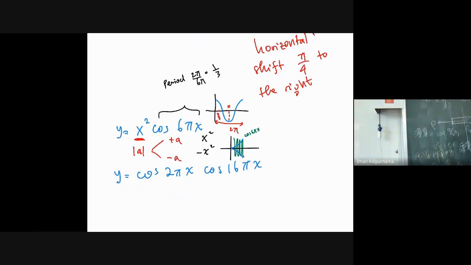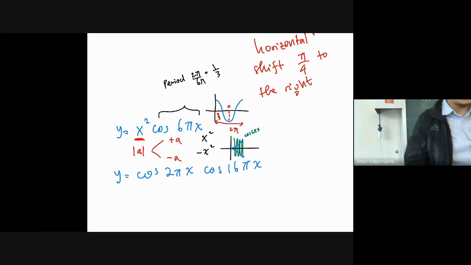Okay. The other case is you can also have the cos 2 pi x and cos 16 pi x. So you can combine these two together. The idea should be the same: amplitude and then the trigonometric function. So if you think of the cos 2 pi x as the amplitude, we will have the positive and the negative one. And let me just show you the graph.